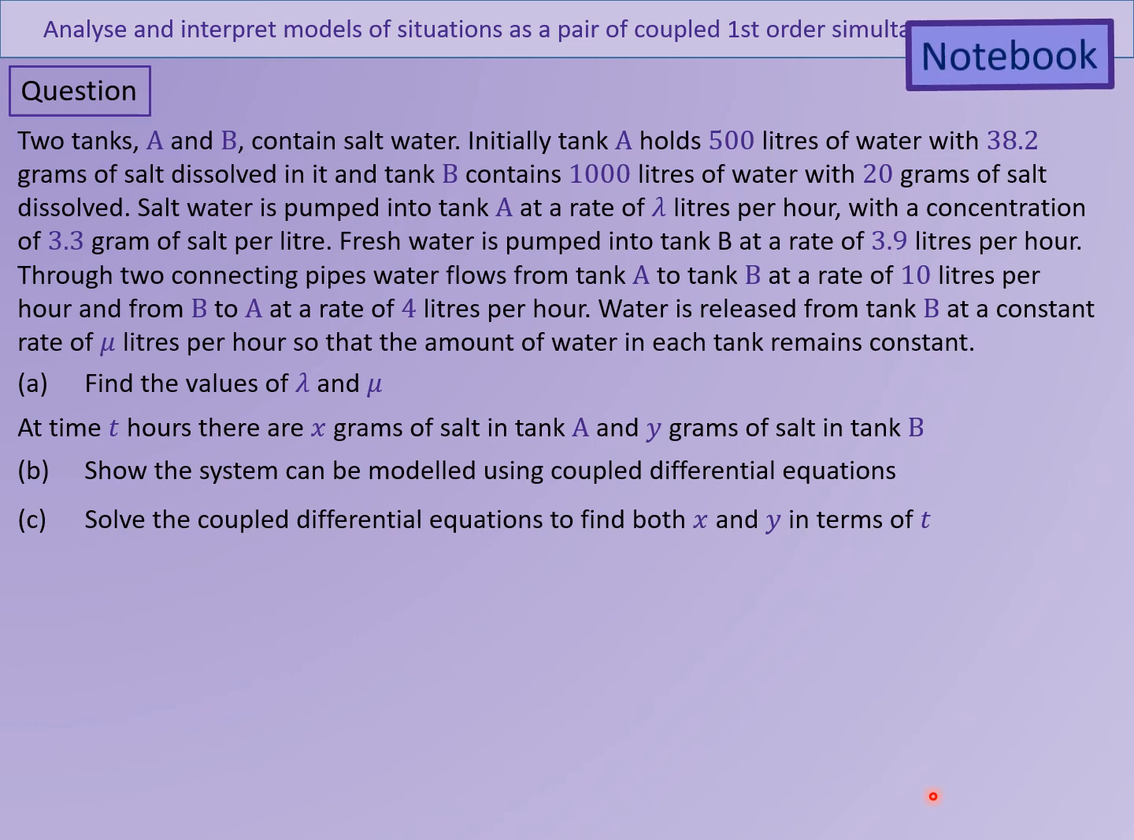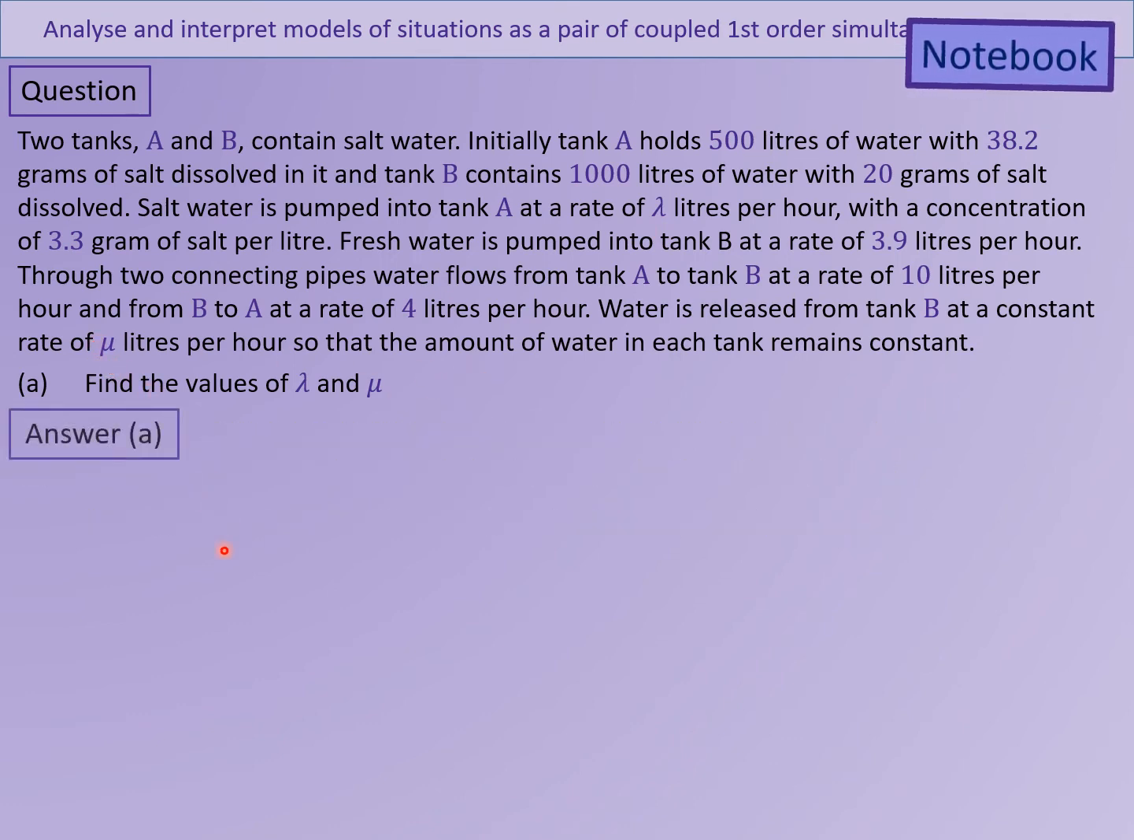So the first thing we want to do is find the values of this unknown lambda here and the unknown mu value, which is there. Now the way I'm going to do it is by first of all just sketching the situation, so I'll get an idea of what's actually going on here.